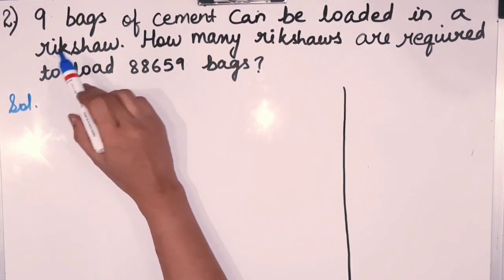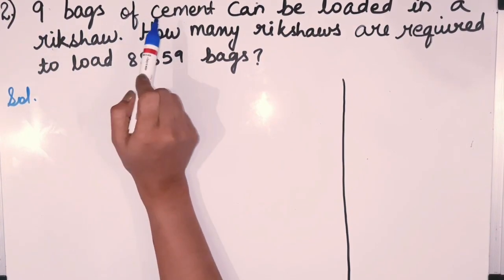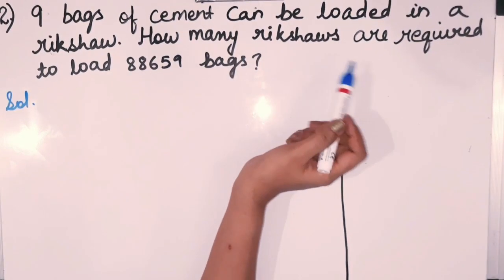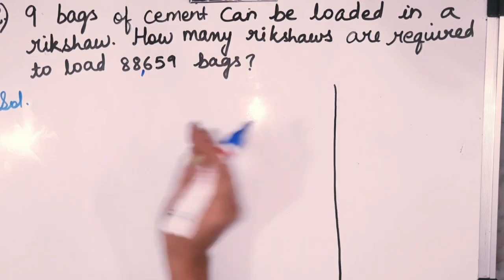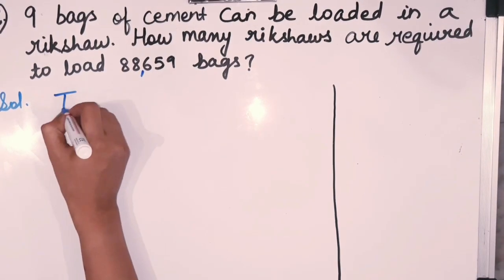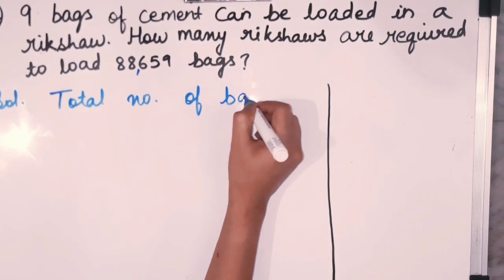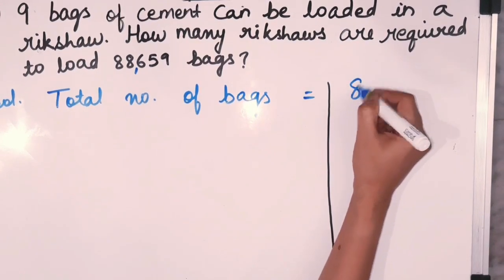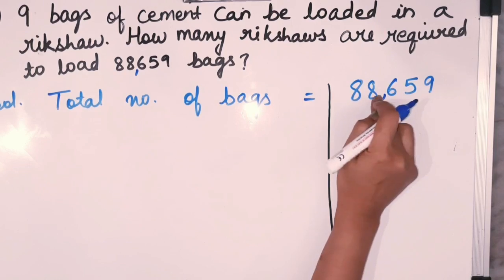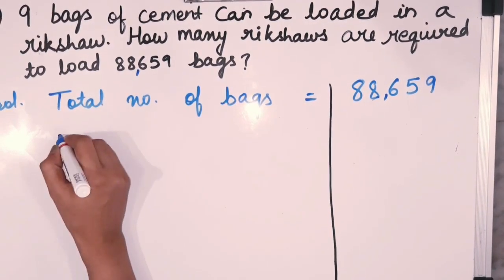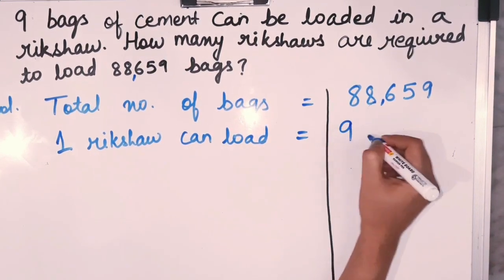Next question is 9 bags of cement can be loaded in a rickshaw. That means in one rickshaw 9 bags of cement can be loaded. How many rickshaws are required to load 88,659 bags? So let us write the statement first. First we will write total number of bags. So total number of bags is equal to 88,659. Now one rickshaw can load 9 bags.